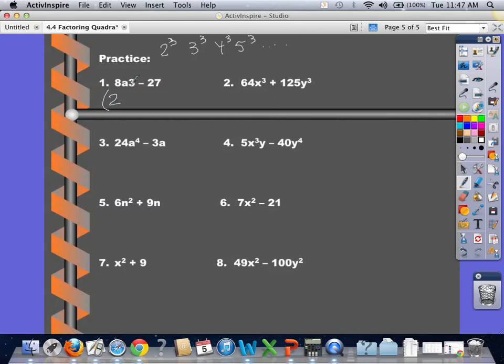This should have been a to the third power, sorry. And then the cube root of a cubed is a. And then we're going to take the cube root of 27, which is 3. Now, our thing says SOAP for our sign. Same, opposite, always positive. So the same sign of this would be a negative.